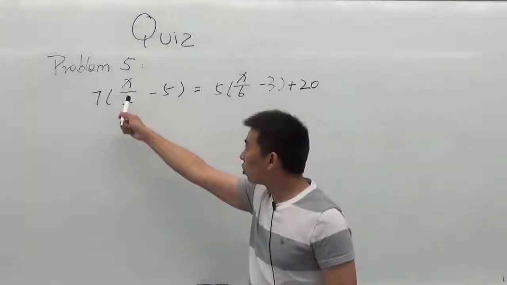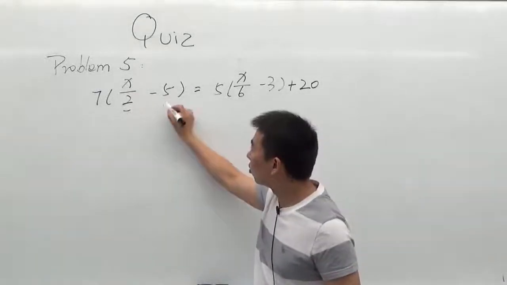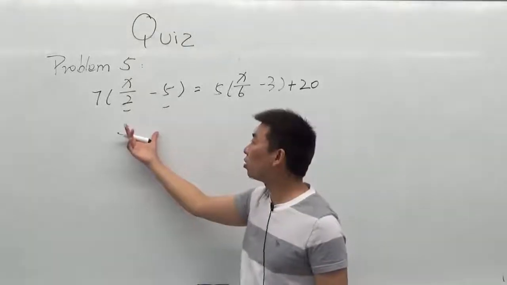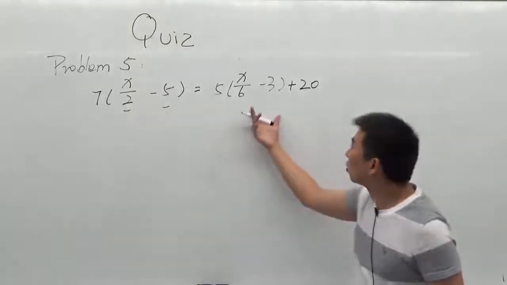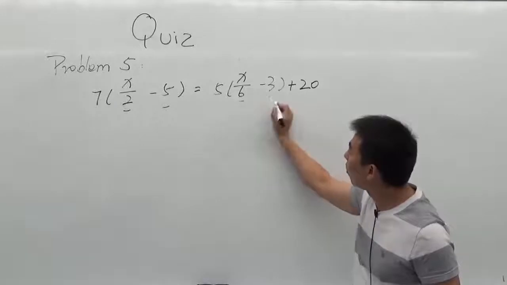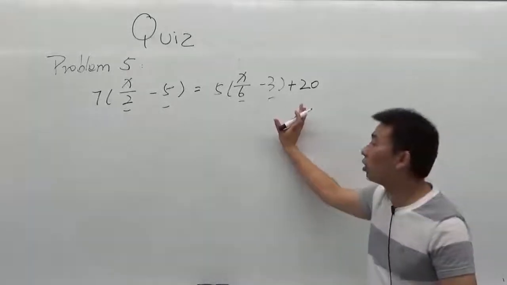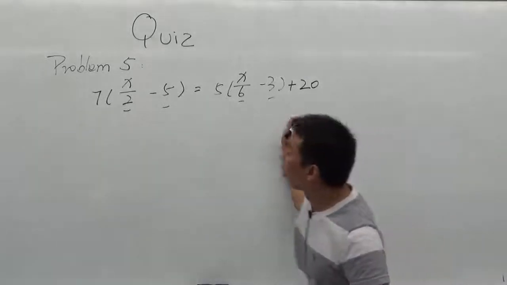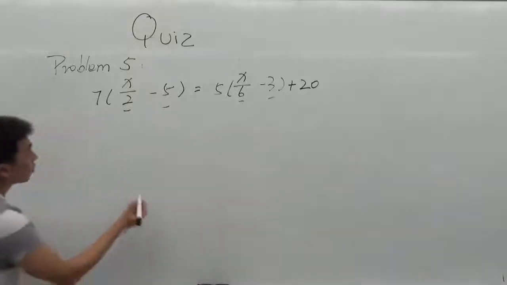So here's x over 2, that's an x term. Here's a number, so we cannot just simplify it, so we need to open it. This one too, we have an x term and a number. We cannot simplify it either, so we need to open it. So the next step, we just directly open it.